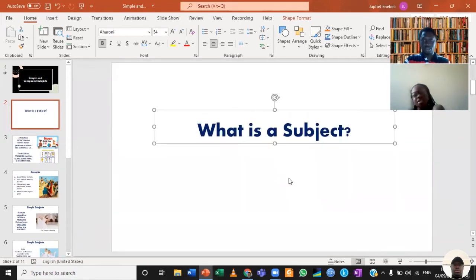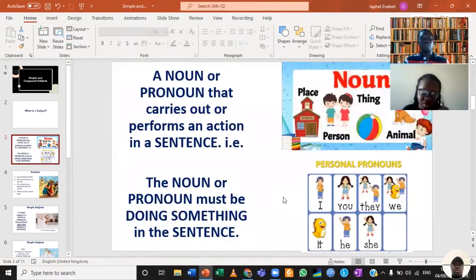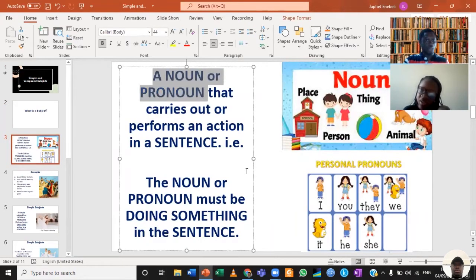A subject is maybe like a noun or a pronoun, who is telling the story. You are very correct. Okay, now, well established, a subject is a noun or a pronoun that performs an action, that does something in a sentence.